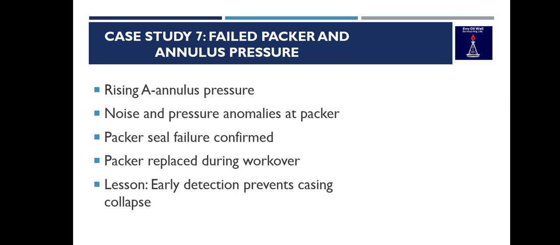And the lesson learned here is this: early detection prevents casing collapse. More often than not, inexperienced operators in the field, when they don't give attention to these events quickly, because of pressure differential, experience things like collapsed casing with inconsistent IDs down to the zone of interest.